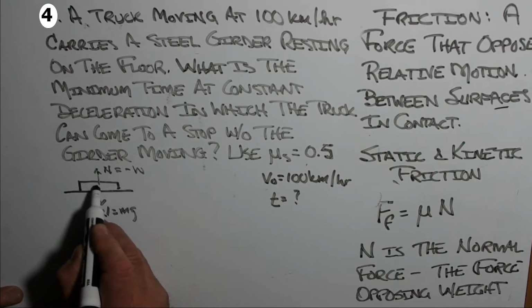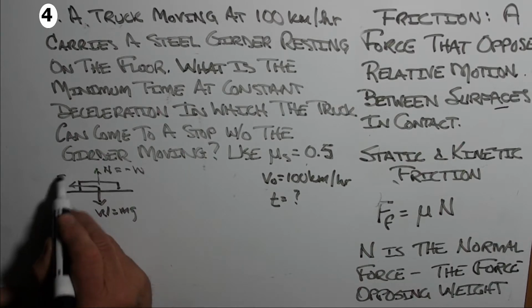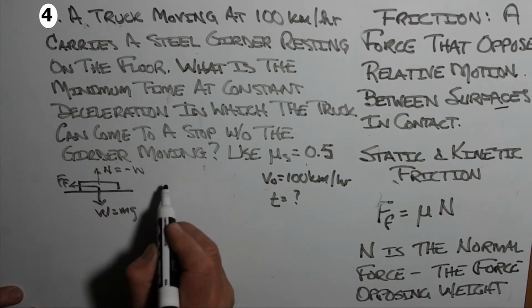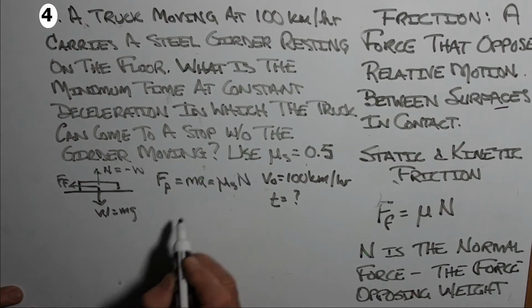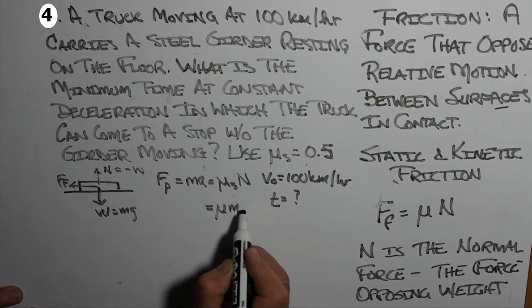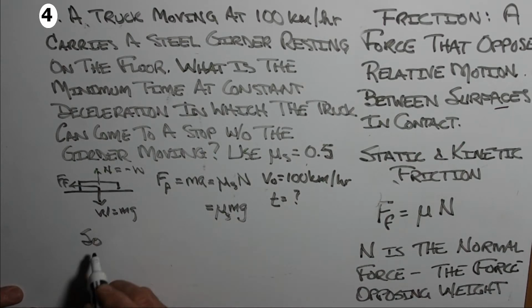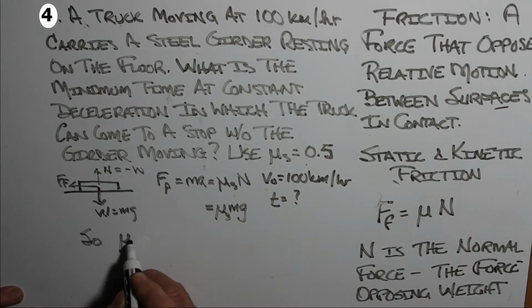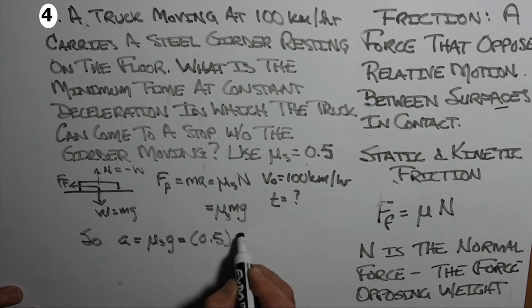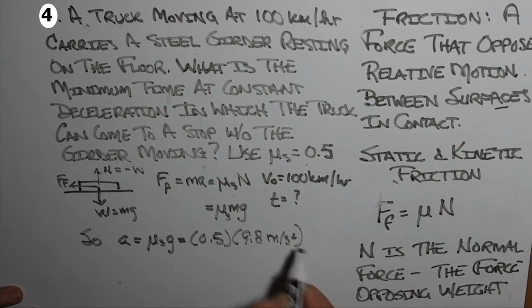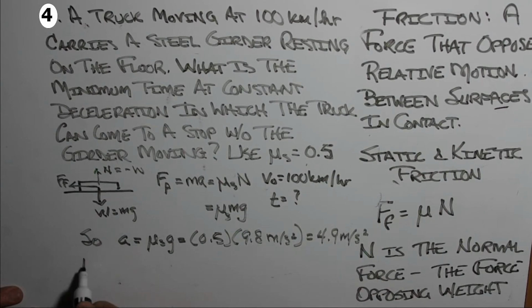Drawing the picture, the girder on the floor of the truck with a weight equal to mass times gravity, and the opposing normal force, and the frictional force, the static frictional force, which is what's keeping it in place. And so as before, F sub F is equal to mass times acceleration, which is equal to mu sub s times N, which is equal again to mu sub s times mg. So the deceleration is equal to mu sub s times g, 0.5 times 9.8 meters per second squared, or 4.9 meters per second squared.